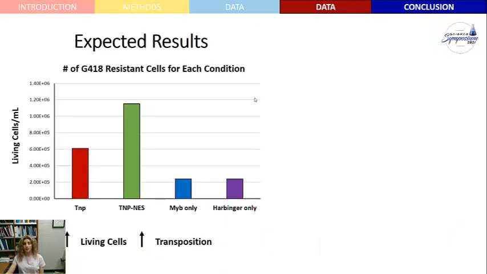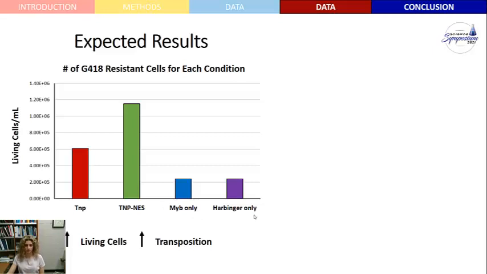So, based off of the research that we did, we had expected results, and our expected results was to have the highest amount of transposition amongst our TNP minus NES, followed by our TNP, and then our lowest transposition rates we expected to come from our MIB only and our Harbinger only, which, like I said, served as our negative controls.